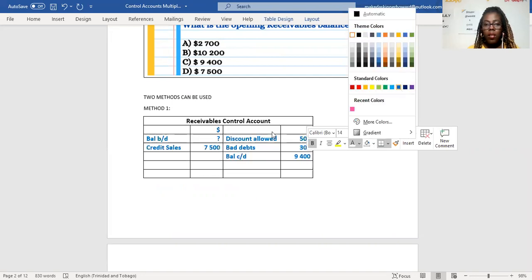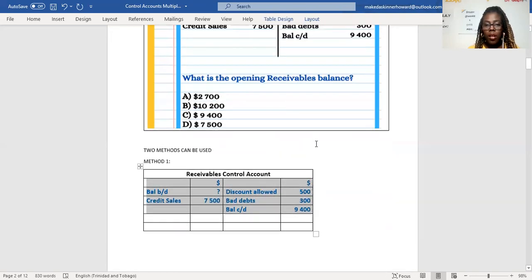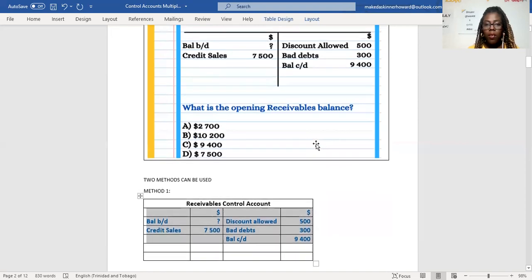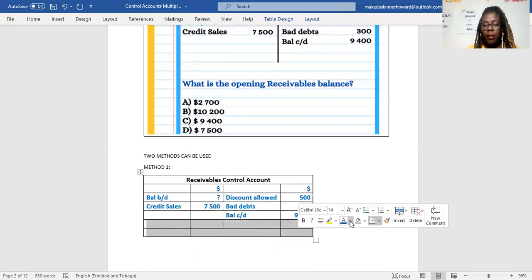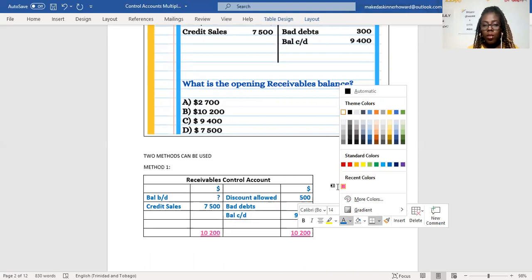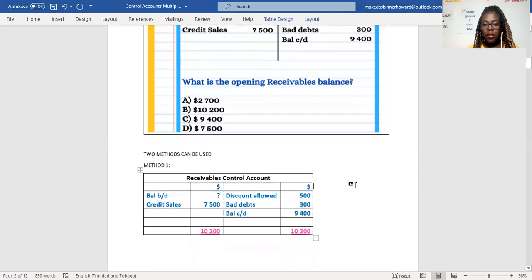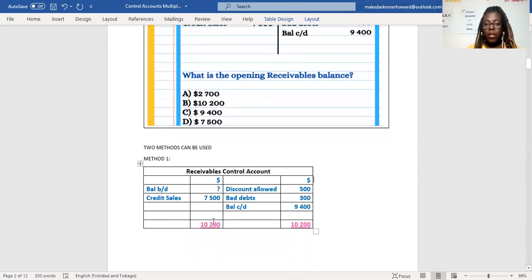So I have exactly the same information that they gave us: 7,500 by itself here, 500, 300, and 9,400. Now let's pull a total, and we can already see that the credit side is more than the debit side. So whatever that totals to, we're going to use that for both sides. So 10,200, 10,200.